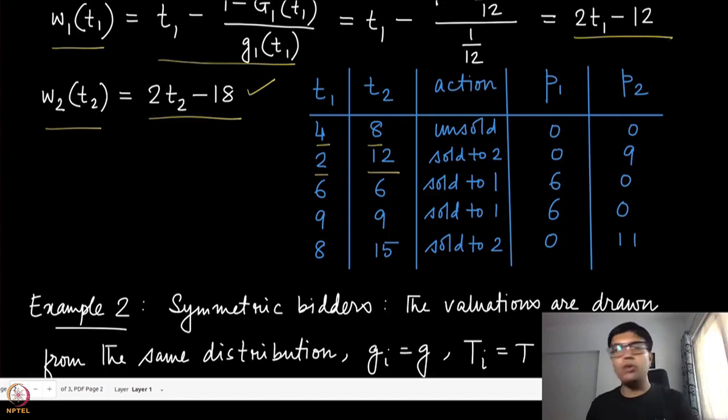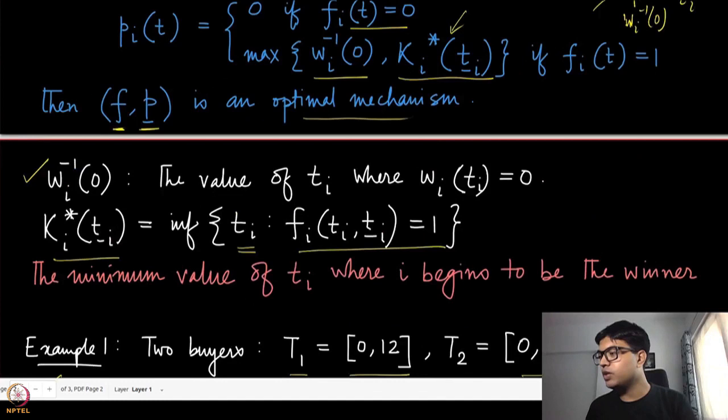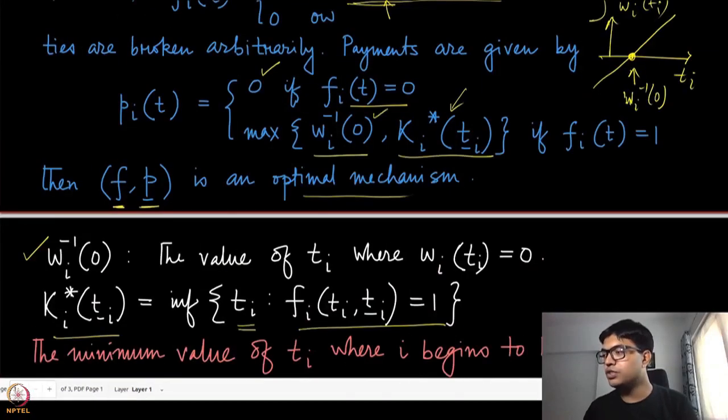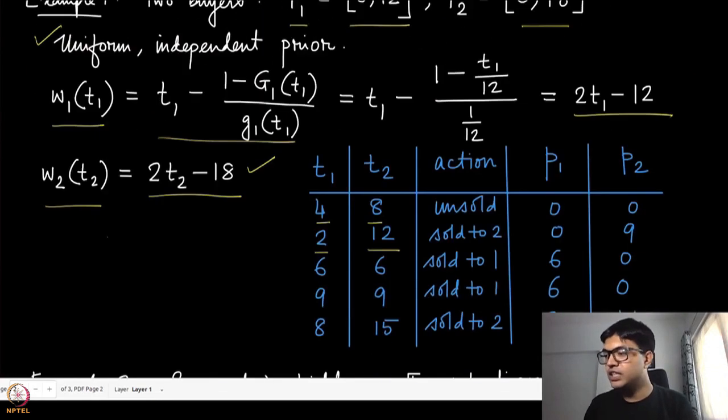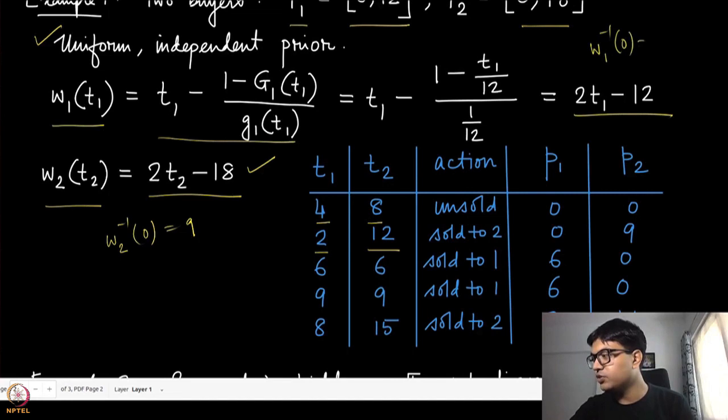But how can we say what the payment is? The payment will come from this formula, where first you look at w2 inverse of 0. In this case, w2 inverse of 0 is 9. And although we will not need it here, let us also note that w1 inverse of 0 is 6.